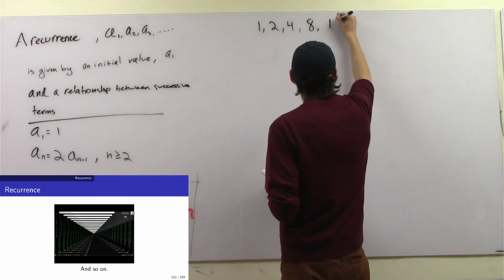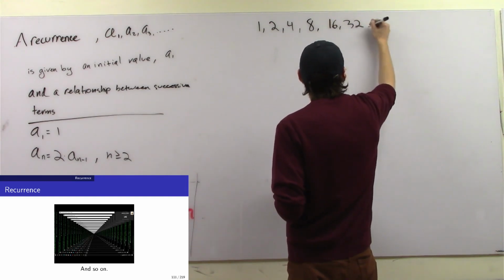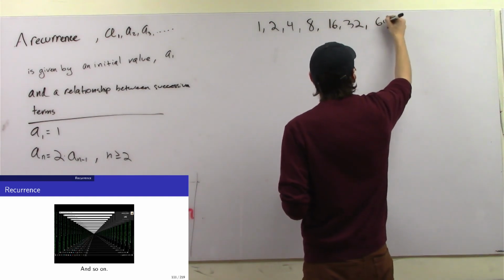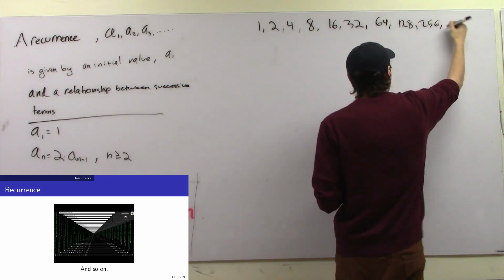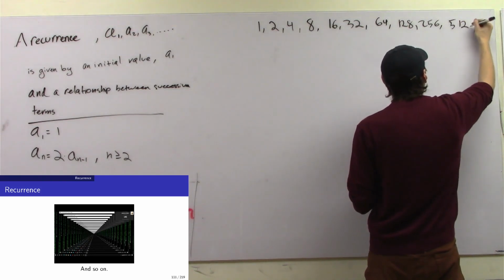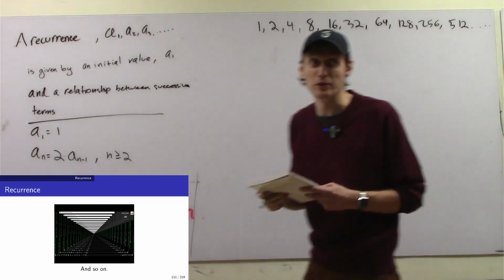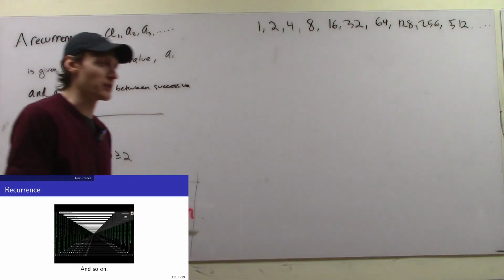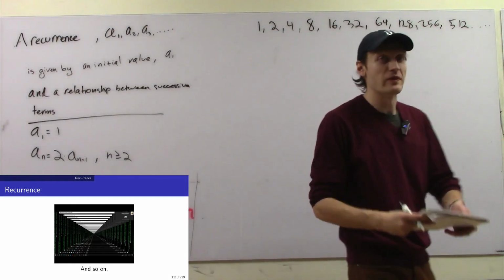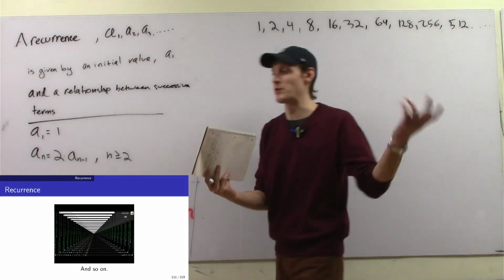Continuing, 16, 32, 64, 128, 256, 512. We've seen a lot of these numbers. These are powers of 2. So if you start with 1, you double it each time, you get these powers of 2 popping out. So this is one way we can define all the powers of 2 using this recurrence.